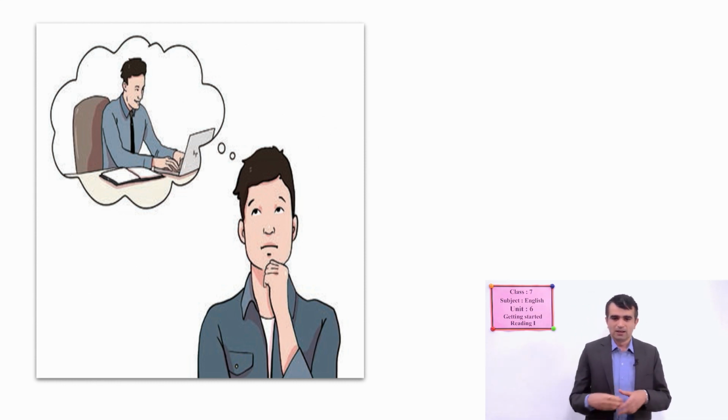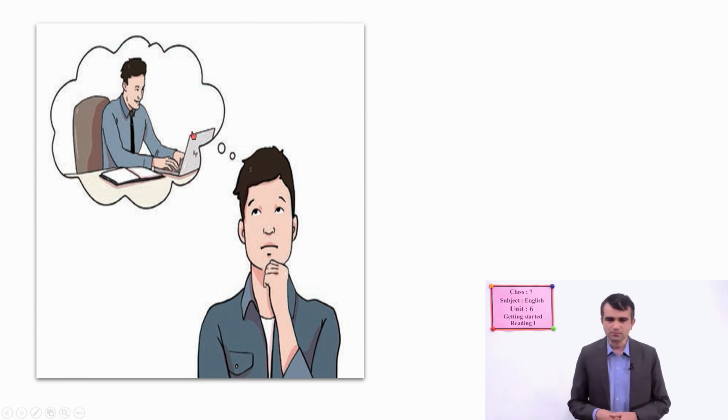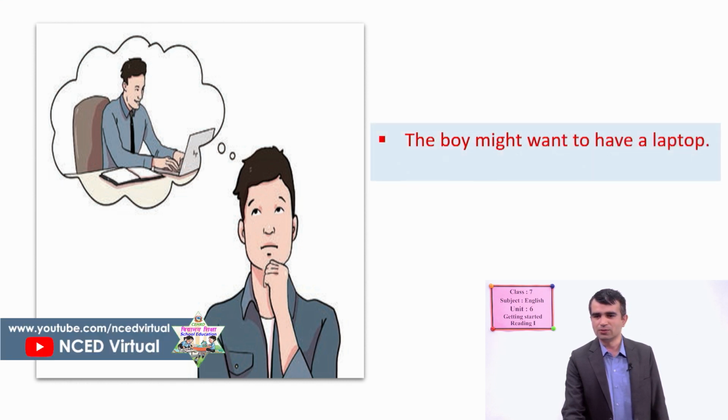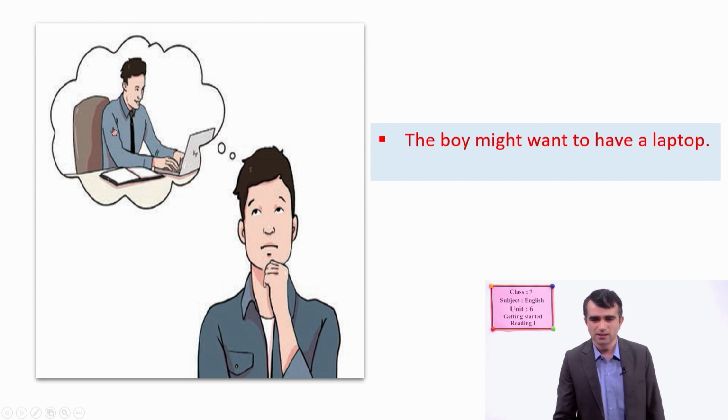Now this boy is also thinking about something. Okay, he is thinking about this thing. This image is there in his mind. Now what might he want then? You can now say he might want to have a laptop, as another person is doing here in his thought. It indicates his thought, doesn't it?